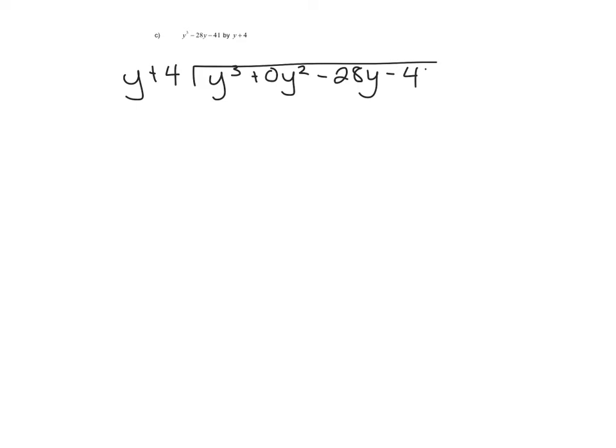We're doing this question because it has a little weird setup. So if we look, y plus 4 divided by y cubed plus 0y squared. We have to put that placeholder in there because there wasn't a y squared, minus 28y minus 41. And then the process is the exact same. So I'm looking for something that multiplies with y to give me y cubed, and that would be y squared.